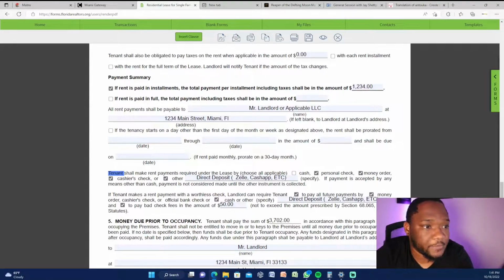The next section here just tells you if they have a check that bounces, that the landlord will charge a fee, and from now on, future payments must be done by either direct deposit, money order, cashier's check, or cash.